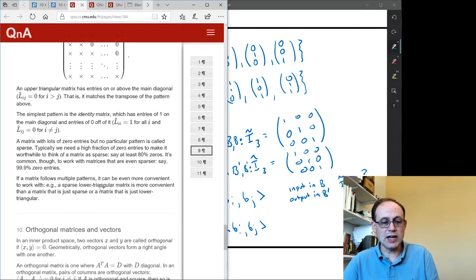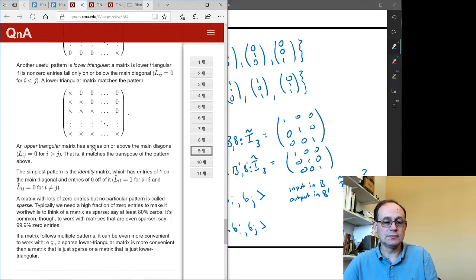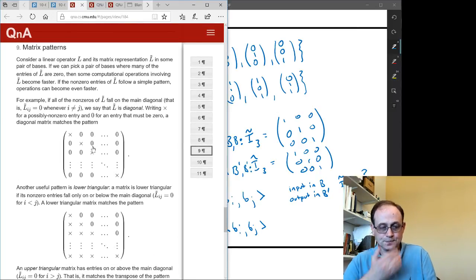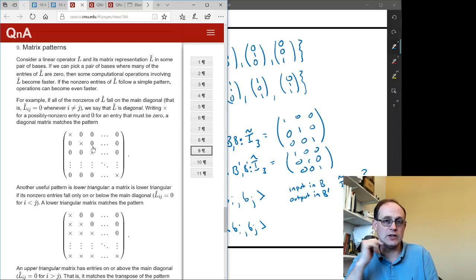And then a slightly more complicated pattern is what's called a general sparse matrix. That means that there's a lot of entries that are zero, but not in any particular pattern. And so, a typical sparse matrix might have a very high fraction of zero entries. It might be that 90% or 99% or 99.9% of the elements are zero. And so for all of these patterns, the reason that they're computationally easier is that we don't have to work with any of the zero entries explicitly, right?